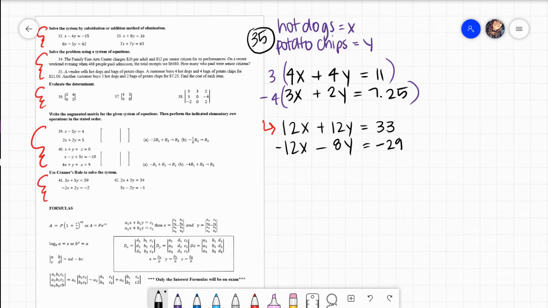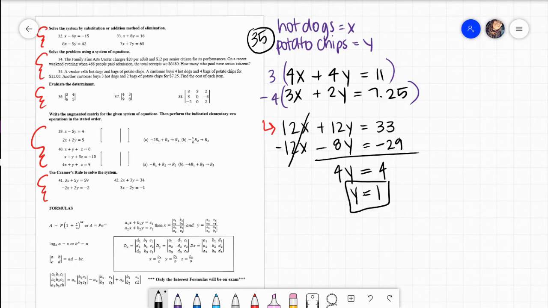Because I'm using the addition method, I just notice that those are additive inverses and they go away. That's great. I'm going to do the work right here. If you combine a positive 12y and a negative 8y, what you get is a positive 4y. If you combine a 33 and a negative 29, what you get is 4. And then dividing by 4, I get that y equals 1.